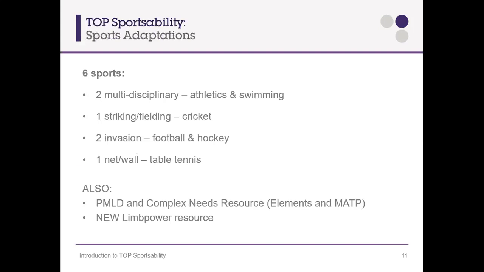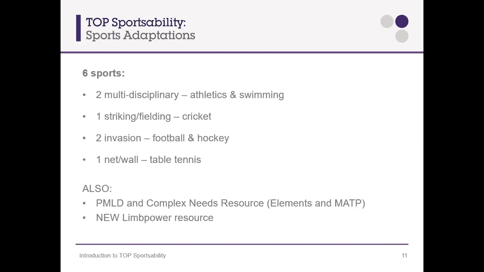So they're the 6 sports that we have on Top Sportsability, but we also have developed a new Limb Power resource that's really, really useful when you have any children who have amputations and especially have sports blades, and how teachers and school staff can include a child with a sports blade into their PE or their school sport.